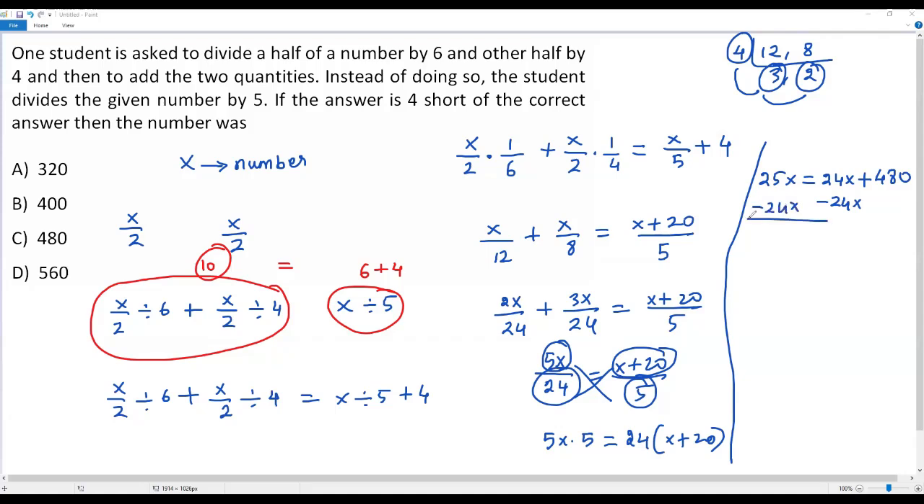When I do so, positive 24x and negative 24x will cancel out. When I simplify 25x minus 24x, I'm just getting x. On the right side, we have 480. I got the value of x, that is 480. Actually, x represents the required number. So therefore, the required number in this scenario is 480. We find 480 in answer choice C. The correct answer choice for this question is C.